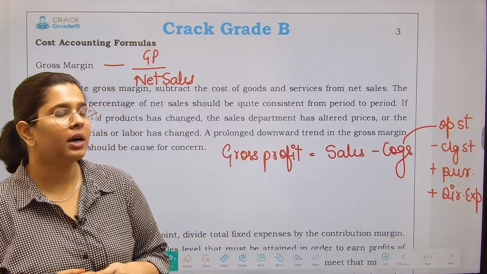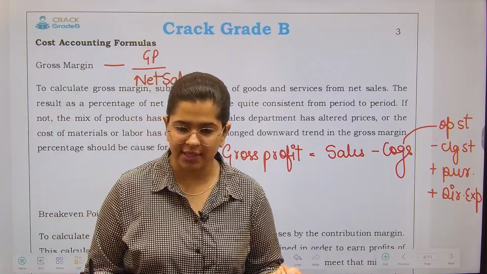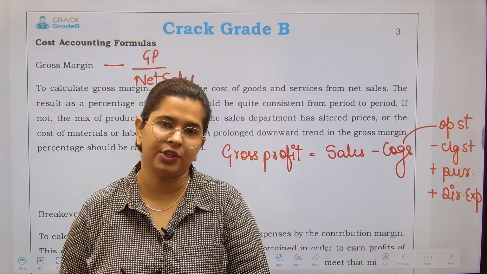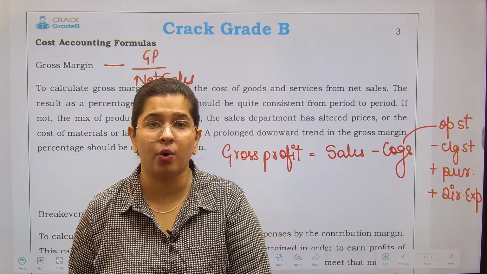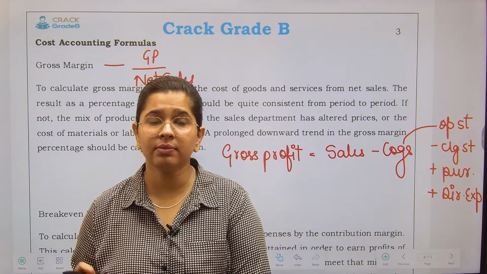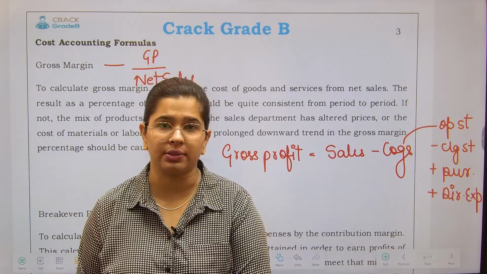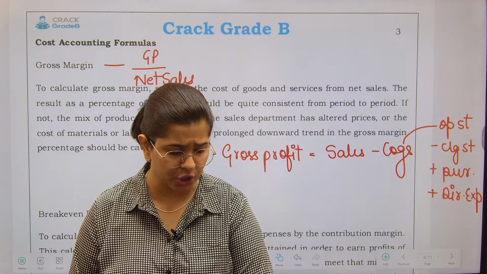For example, salary of the accountant, easy example, right? It is an expense, yes, it is an expense. Is it a direct expense? No. Why is it not a direct expense? Because it is not directly related to production of any particular product.